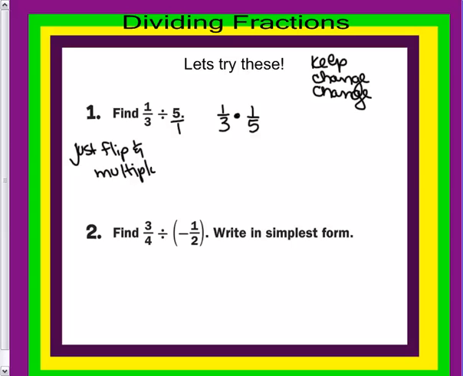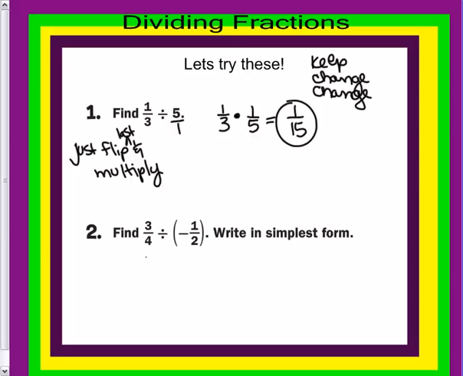Now remember, when you're flipping, it's always the last one. Just flip the last one and multiply. So it's like you're reading it. I read 1/3 divided by, ooh, I see a division sign. Stop, keep him, change him. So keep, change. So now I can just multiply 1 on top and 15 on the bottom, and I'm done.